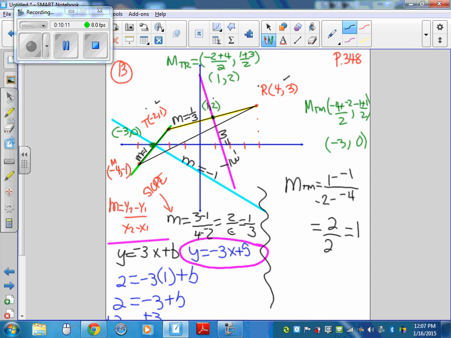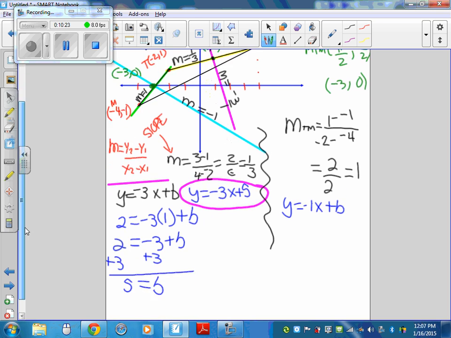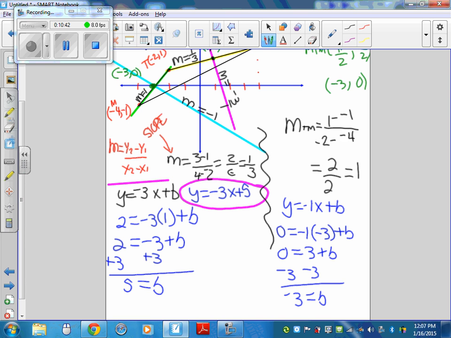Now we need an equation for that line. So it would be y equals -1x plus b. You're right. Replace it with the midpoint. So we have to make it go through 0 equals -1 times x, which is -3 plus b. 0 equals 3 plus b. So b equals -3.